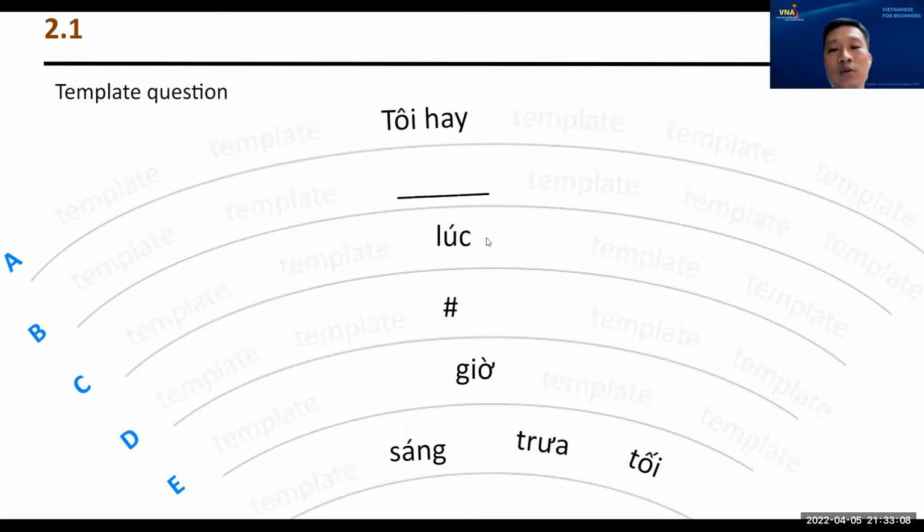Can anyone tell me how to say: I often go swimming at 6 a.m.? Janice, mời các bạn giúp thầy. Hello. I often go swimming at 6 a.m. Tôi hay bơi lúc 6 giờ sáng. Correct. Tôi hay đi bơi lúc 6 giờ sáng. Very healthy routine. Okay, stay with me.